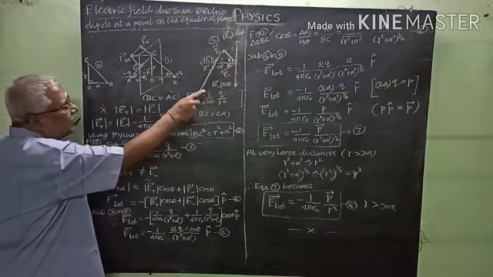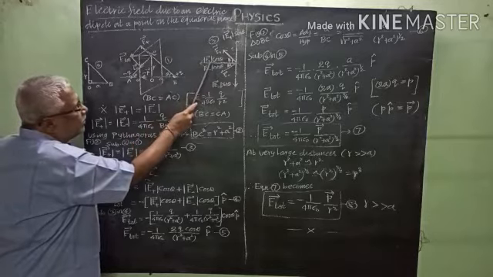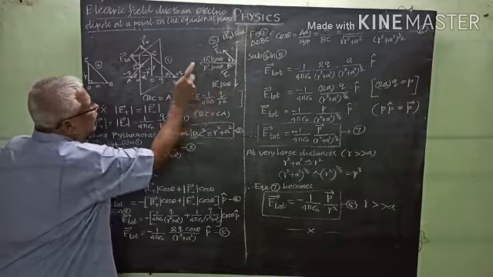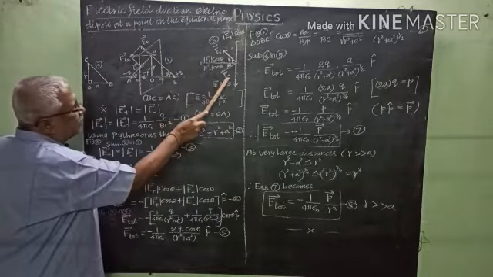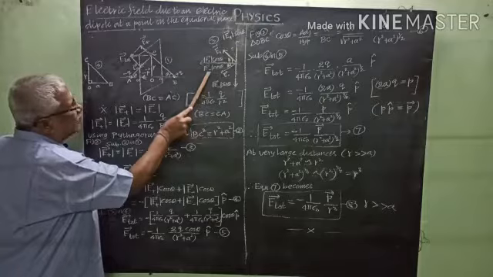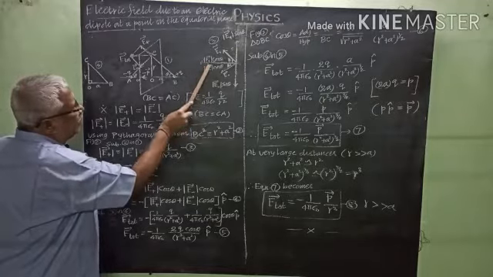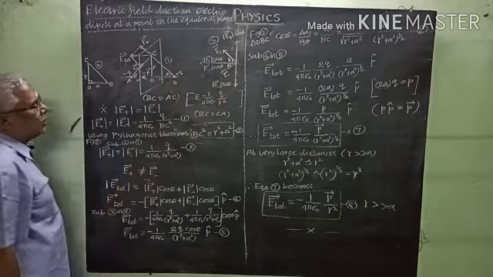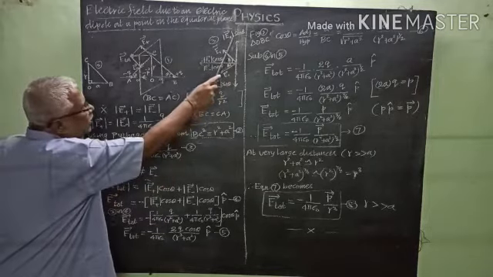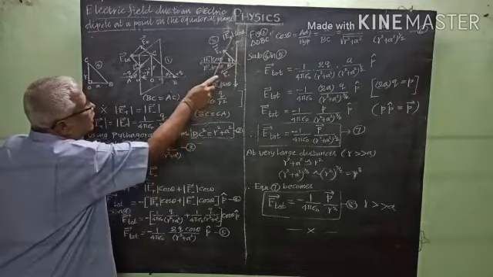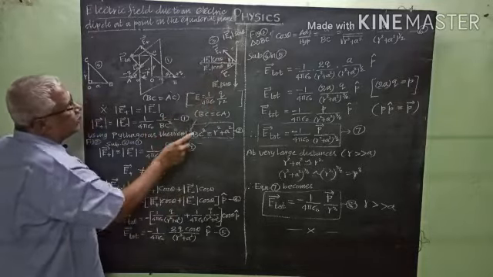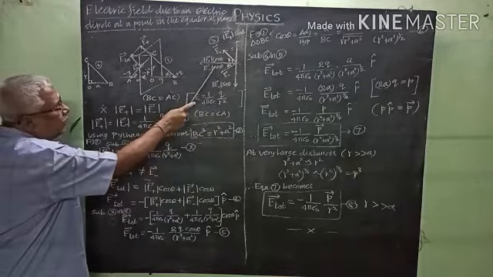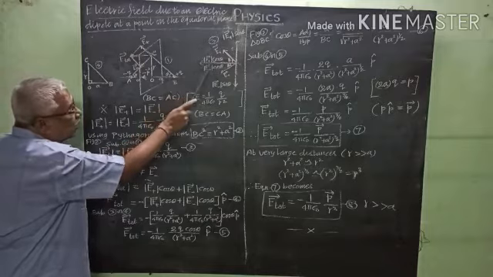So resolving E plus vector, the parallel component is modulus of E plus cos theta and the perpendicular component is modulus of E plus sin theta. Then resolving E minus vector, modulus of E minus cos theta is along the parallel direction and modulus of E minus sin theta is the perpendicular component. The perpendicular components are the same and they cancel each other. Why? They act in opposite directions. Then the total electric field is due to the parallel components only.